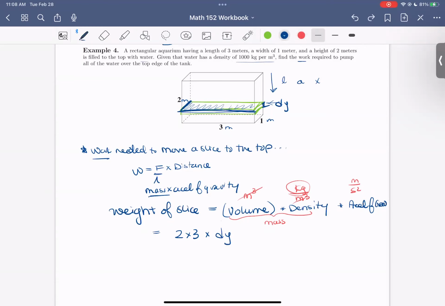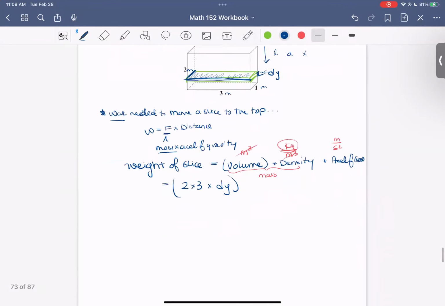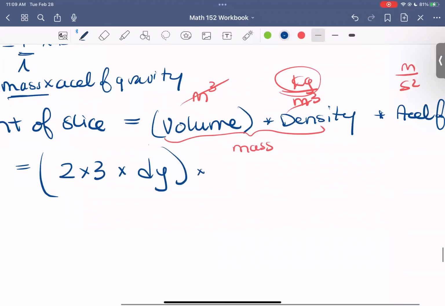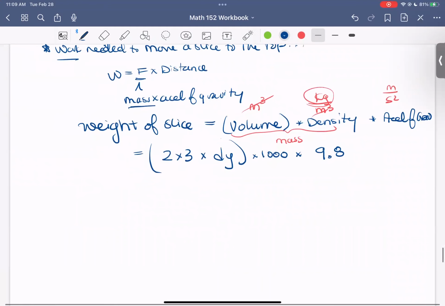Okay, so there's the volume. And then we're given the density as 1,000 kilograms per meter cubed. So it's going to be multiplied by 1,000. And then that'll be multiplied by that 9.8. And we already checked units, so we can go ahead and multiply those numbers together.